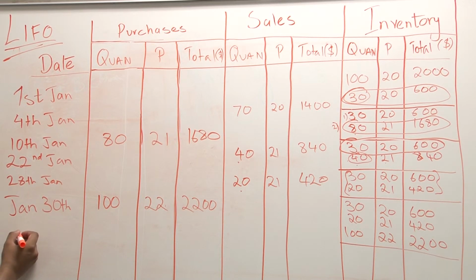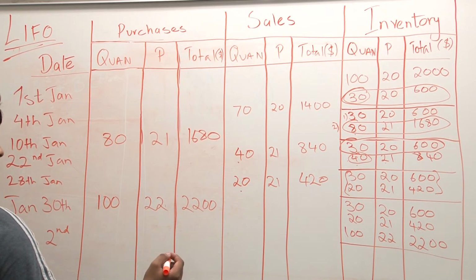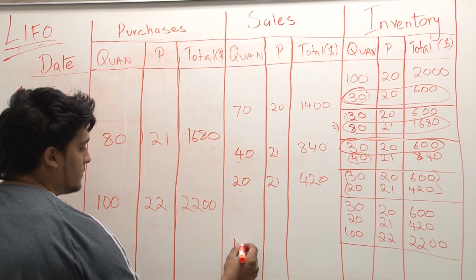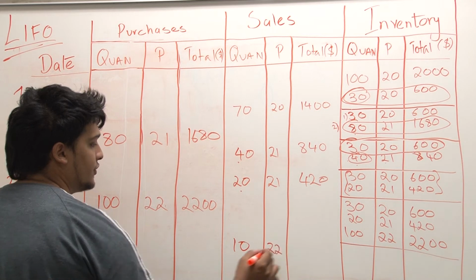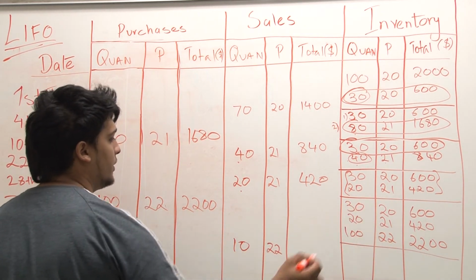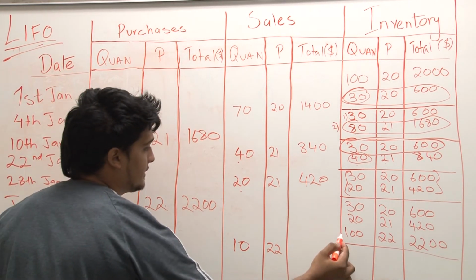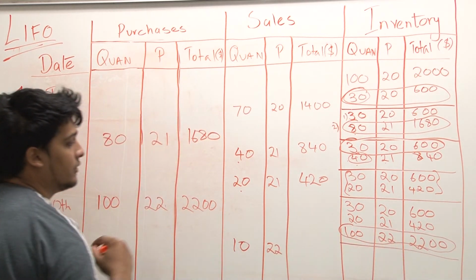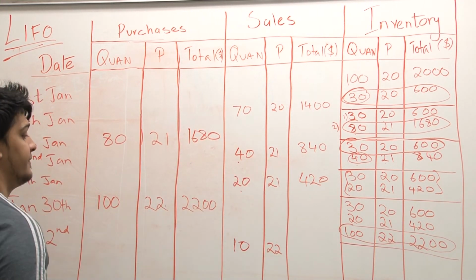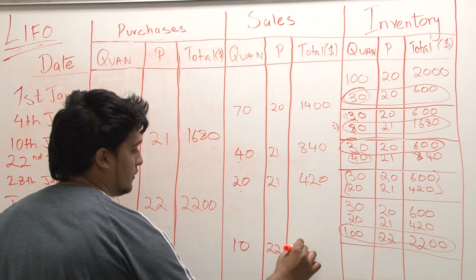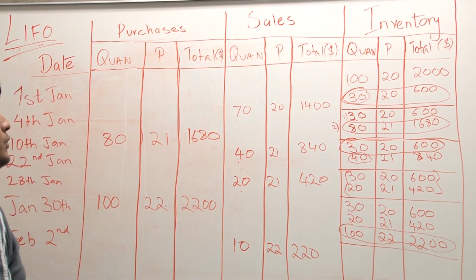He comes to me again on February 2nd. He asked me for, let's say, 10 more cameras. And I sent him 10 cameras at a price of 22. Not 20, not 21, because it's the last in first out method, which means I'm going to touch my last inventory. I'm not going to touch my second or my first inventory. My last inventory. I've sold him $220 worth.